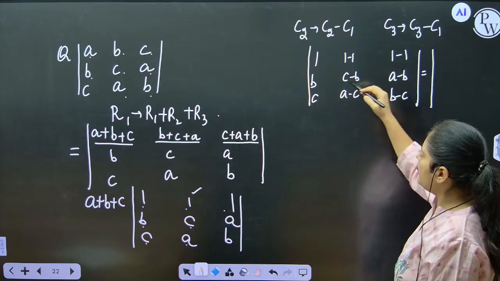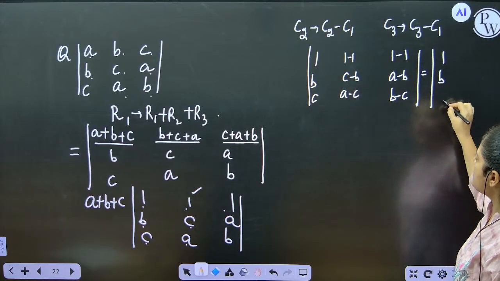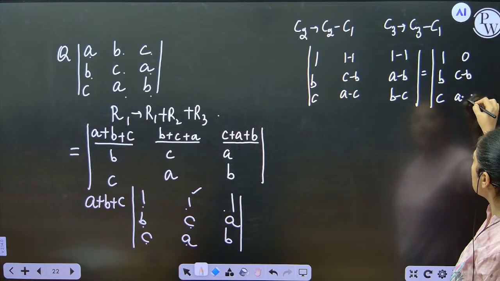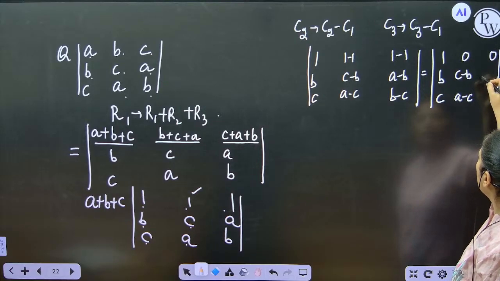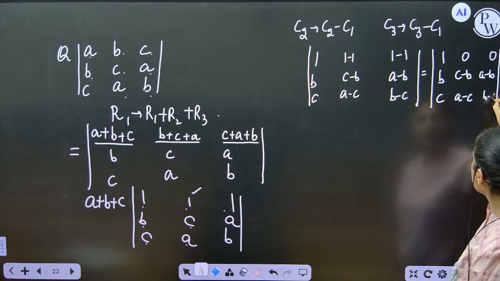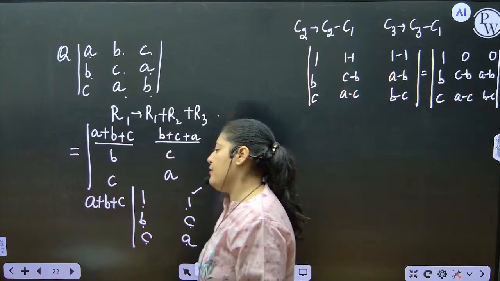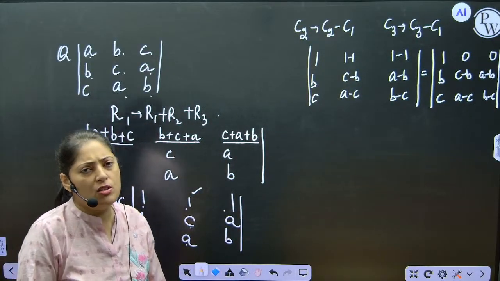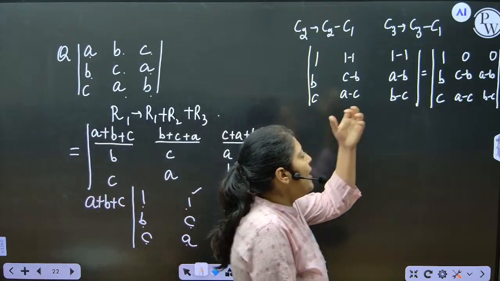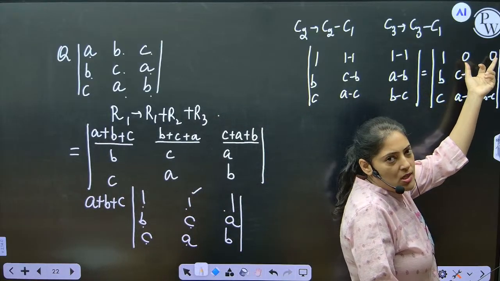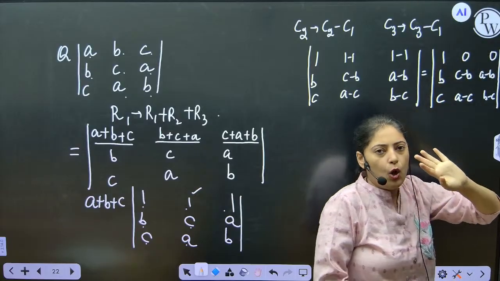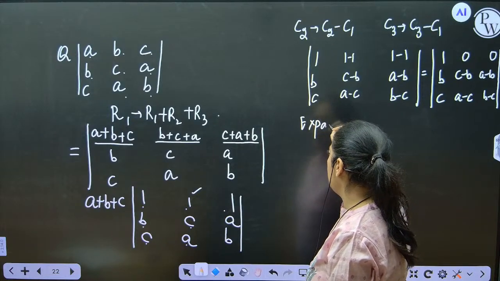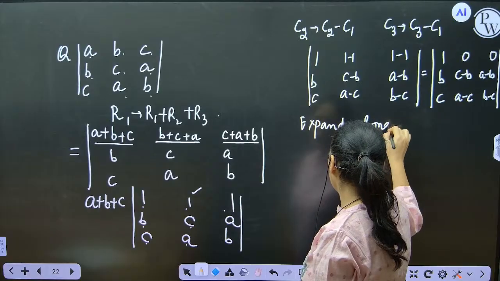Now what will it become? This 1, B, C as it is, 1 minus 1 is 0, C minus B as it is, A minus C as it is. 1 minus 1, 0, A minus B as it is, B minus C as it is. Now why have I made these zeros? As I have told you so many times, whenever we see maximum number of zeros, we expand through that column or that row. Now I'll expand along row 1.